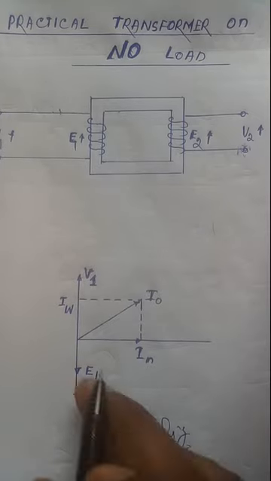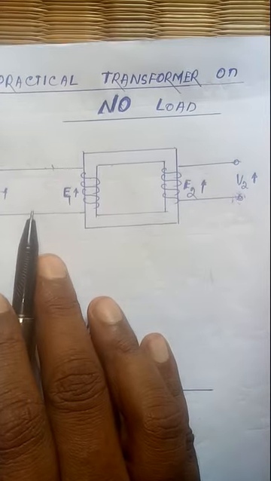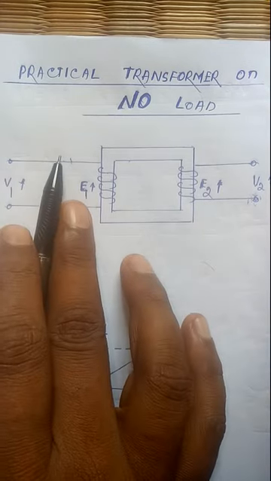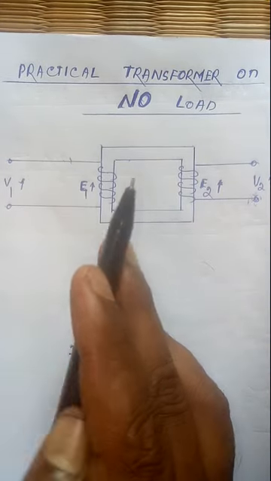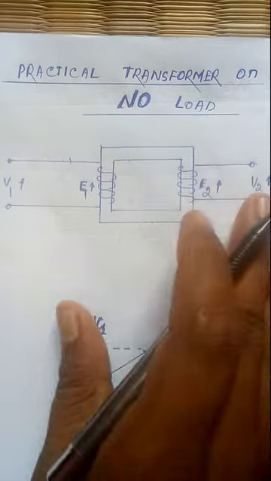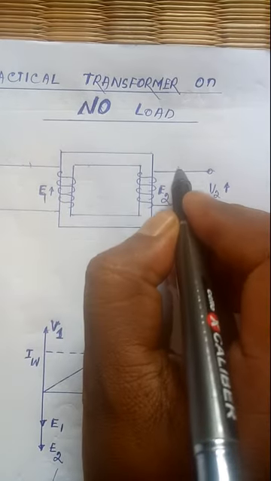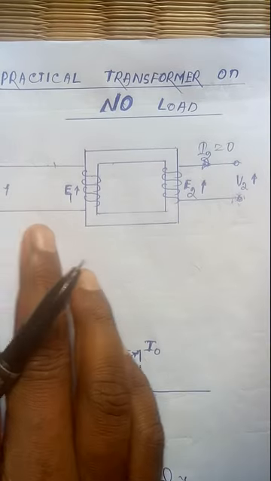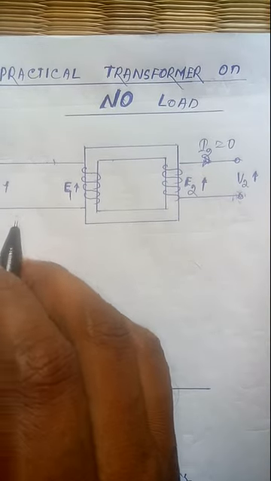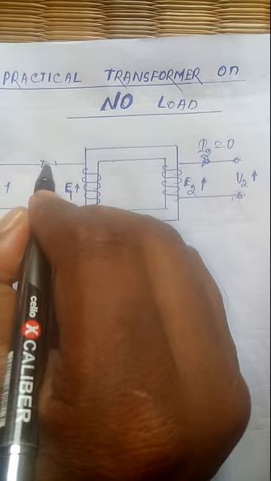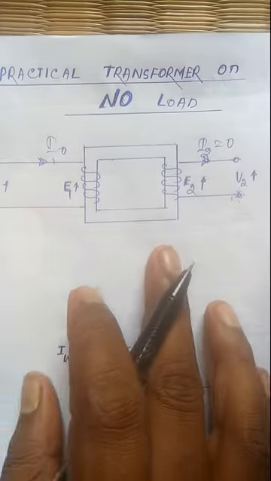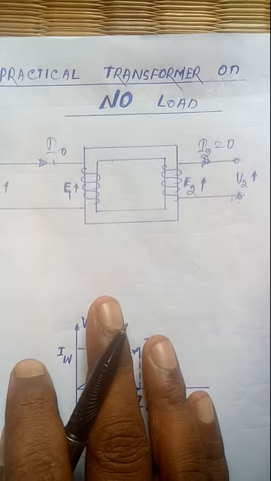Under this condition, the primary will draw a small current I0, because no load is connected, so the current required on the secondary side is zero. The secondary current I2 is equal to 0. So under this condition, the primary draws a small current of I0.